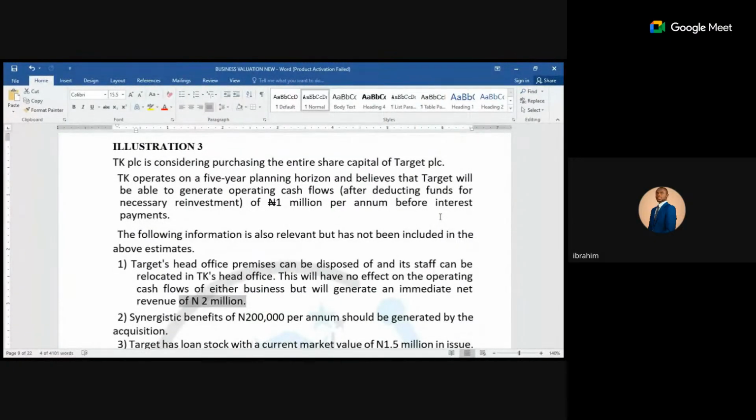is that not so? Now, in addition to that, if they dispose of this office premises, they can relocate some of these staff. So the revenue will form part of what TK will pay, which is the revenue of what? 2 million. Don't forget we have the cash flow and the sales of head office, right?